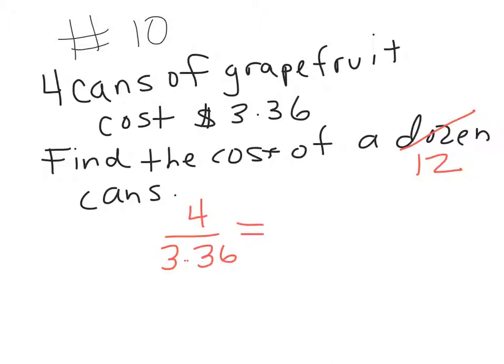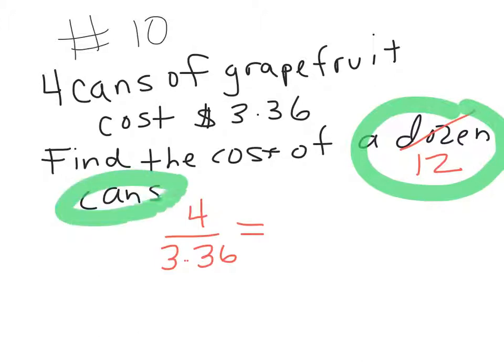I know that they gave me the cans in this case, right? So I know that I have 12, but what I don't have is the cost on the bottom. So there's my ratio. Does that ratio make sense? Okay, and I know they're proportional. As the number of cans increases, so does the cost.